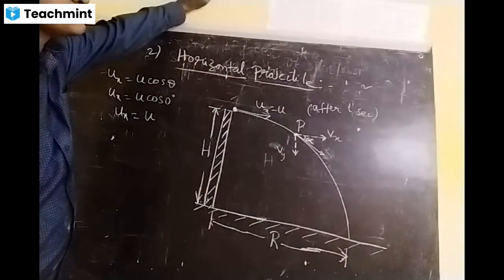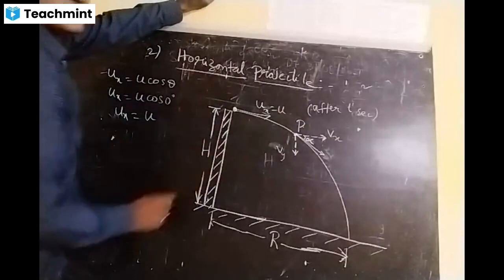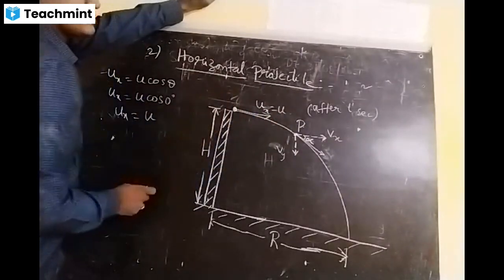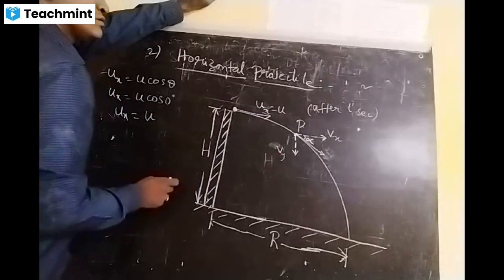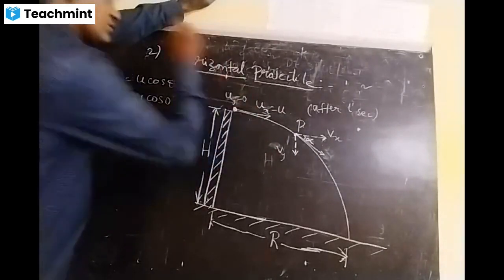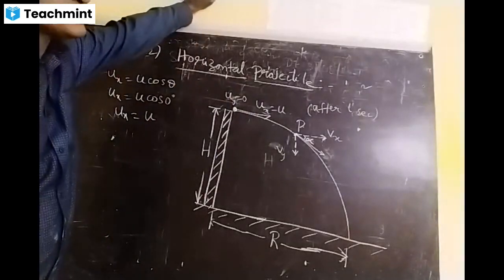No, sir. It is not going upwards, it is going horizontally. It has only horizontal velocity. What about vertical velocity at this point? 0. That means Uy must be equal to 0.